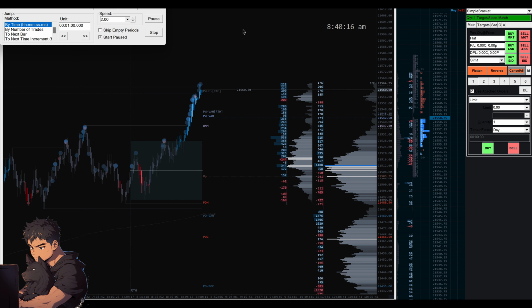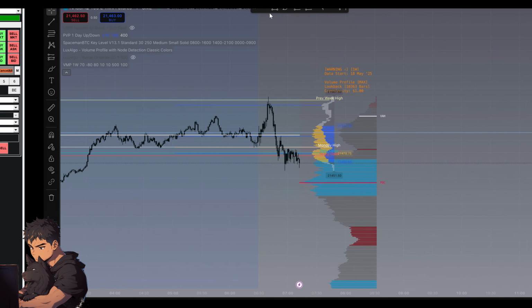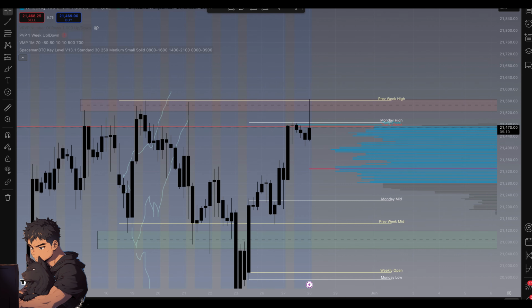Now, my performance during the day, if you look back on my screenshots, I actually tried a long over here at previous week value area high. I was just really bullish, like, we're going up, we're going to break through the highs. But I didn't size up in that execution. I only did one MNQ because I wasn't super sure.